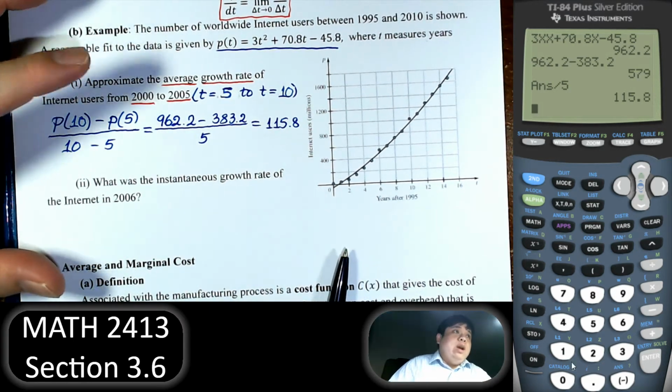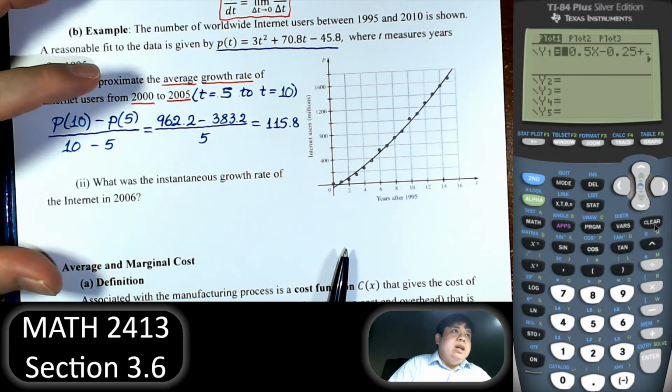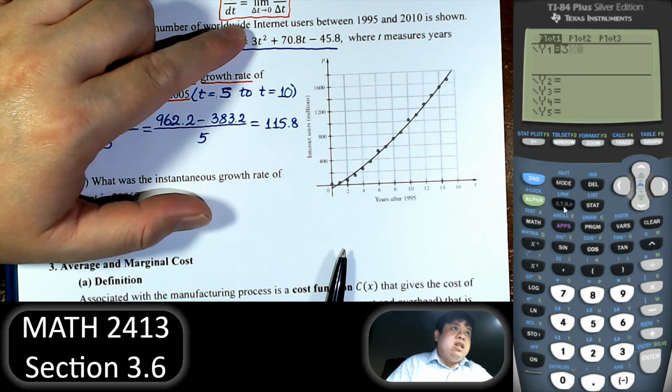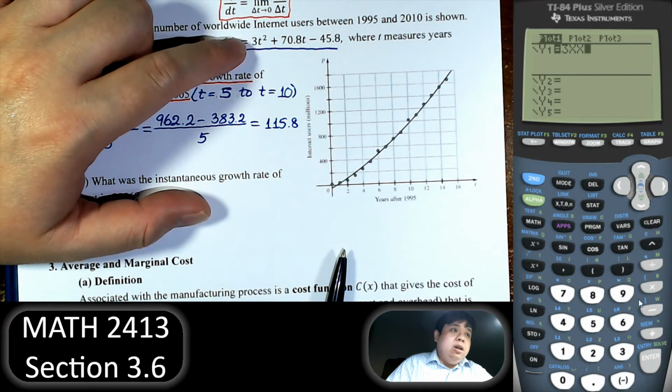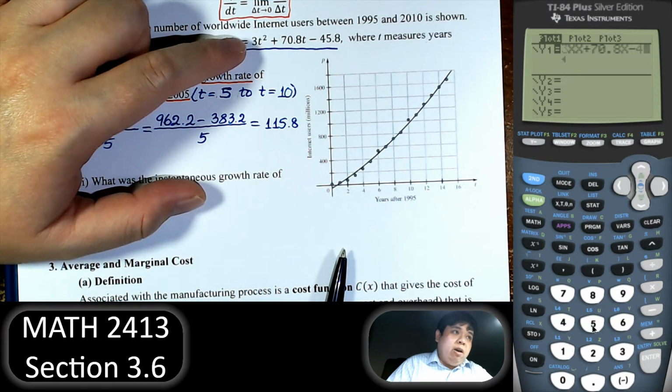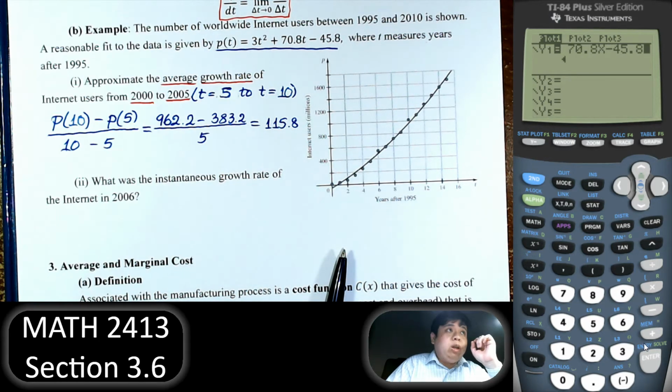Okay. Of course, you can also type the function: hit y equal to and enter the function 3t squared and use x instead of t, plus 70.8x minus 45.8. Alright, one more thing.